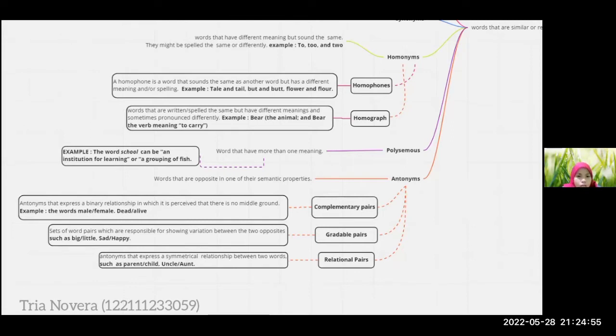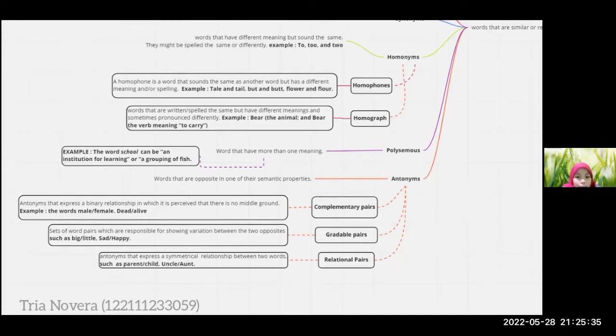And homophones. What are homophones? Homophones are words that sound the same as another word, but have a different meaning or spelling. For example, tail, tale, and flower, flour. And there is homograph. A homograph is a word that is written or spelled the same but has a different meaning, and sometimes is pronounced differently. For example, pair, the animal, and pair, the verb meaning to carry.